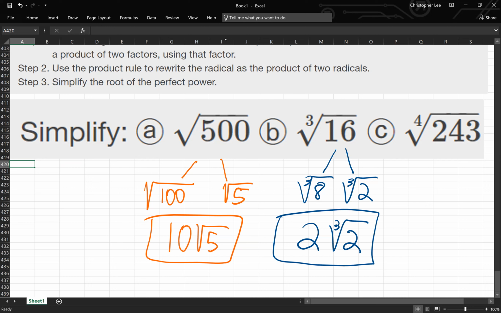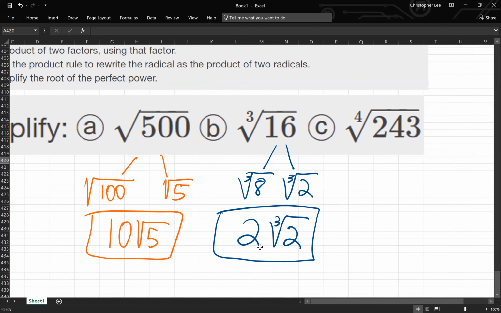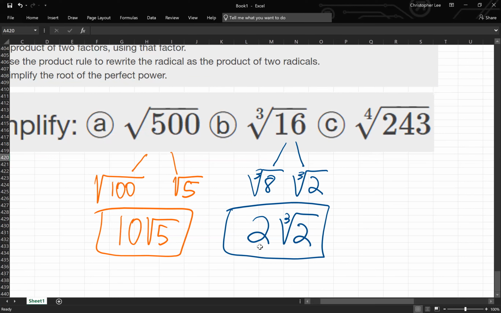Yeah, it stays a cube root. The cube root of 8 is just the same number 3 times. So I need one number to go into it 3 times, and then the other number can go in as many times as it wants.